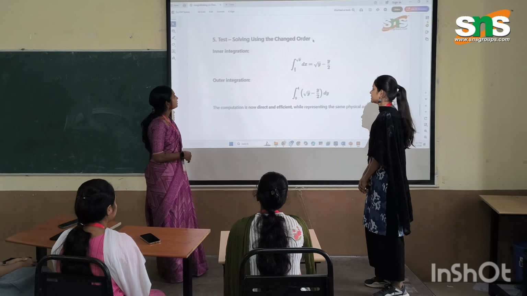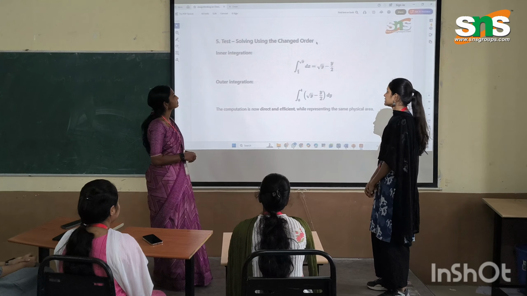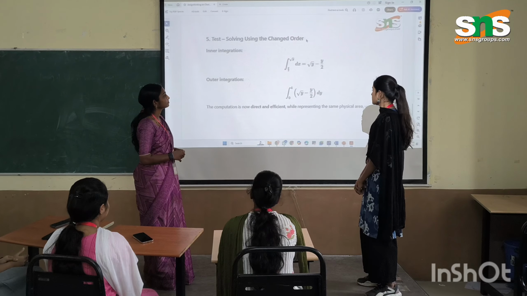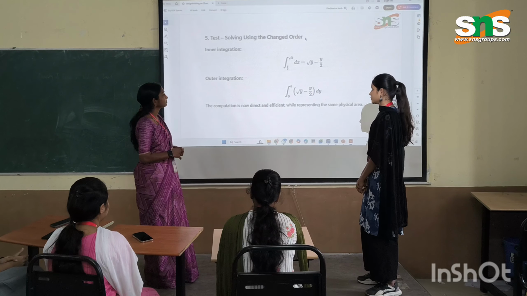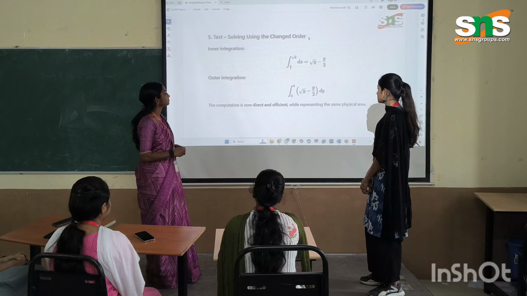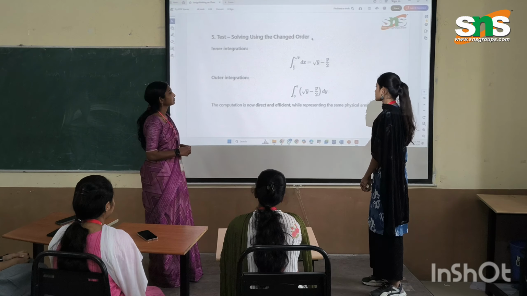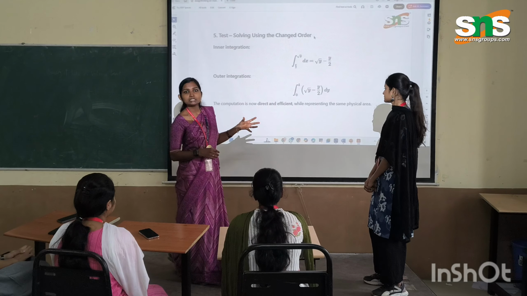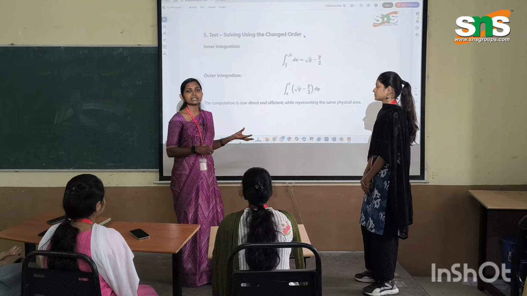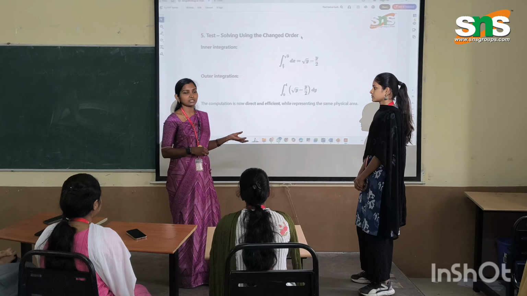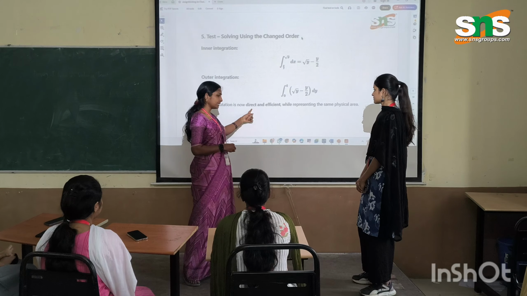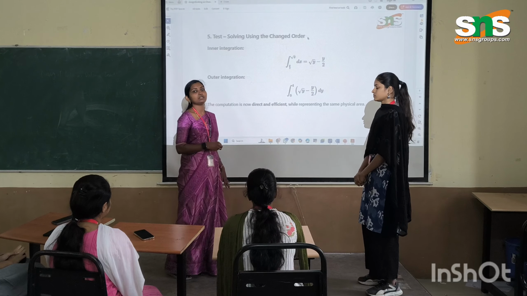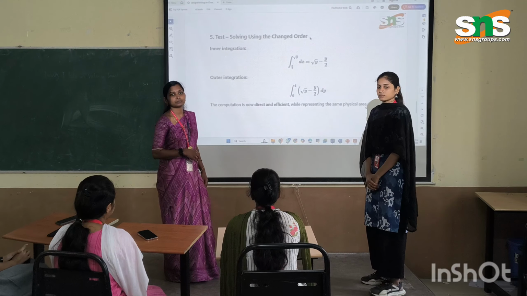Next step, testing. Inner integration: integral y by 2 to root y dx equal to root y minus y by 2. Outer integration: integral 0 to 4 of root y minus y by 2 dy. So this can be computed very easily using some simpler integration concepts and numerical values. So this computation is now direct and efficient while representing the same physical area. This is what we are in need of in change of order of integration.